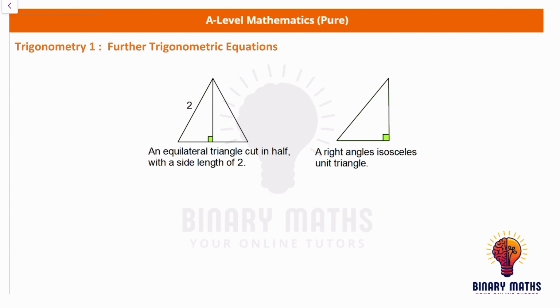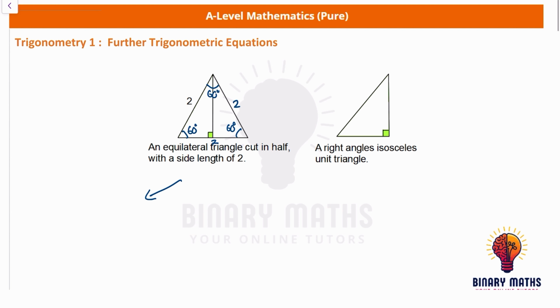Okay, to be able to identify exact trig values, we need to look at these two special triangles. So this is an equilateral triangle. An equilateral triangle is obviously of equal side lengths, so all the lengths are 2. And because it's an equilateral triangle, we know all these angles are 60 degrees. Now, if I split this equilateral triangle in 2, then I get this triangle, which is a right angle triangle because I split it up in 2.